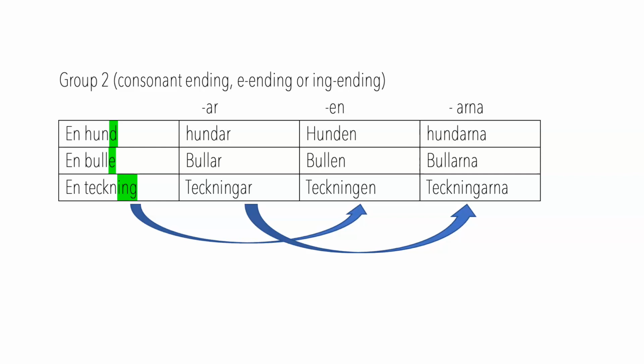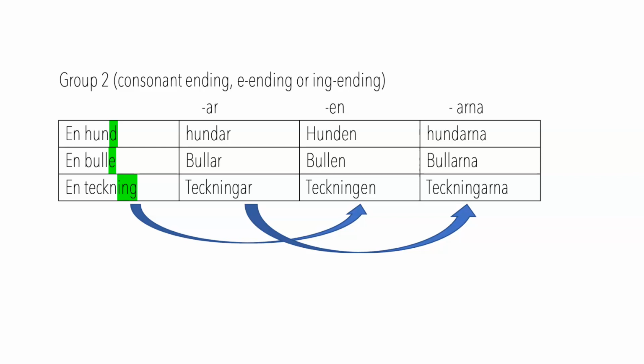So, listen to the examples. We have en hund, a dog. That noun ends with a consonant. It becomes hundar in plural indefinite form, several dogs. And in singular definite form, like that dog, it becomes hunden or den hunden. And those dogs becomes in plural definite form hundarna or de hundarna.